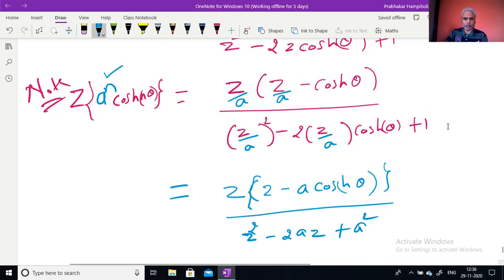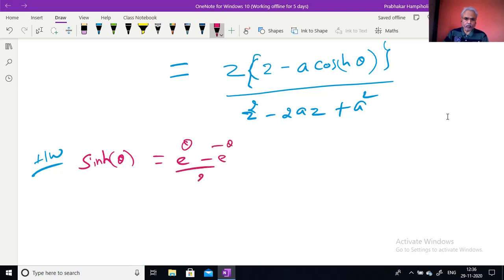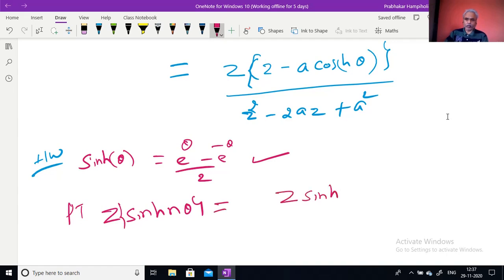Very similarly, try to prove using the formula: sine hyperbolic theta is e raised to theta minus e raised to minus theta by 2. Using this formula on the same lines, you prove that the z transform of sine hyperbolic n theta should be z into sine hyperbolic theta divided by z square, the denominator the same, z square minus 2z cos hyperbolic theta, plus 1.